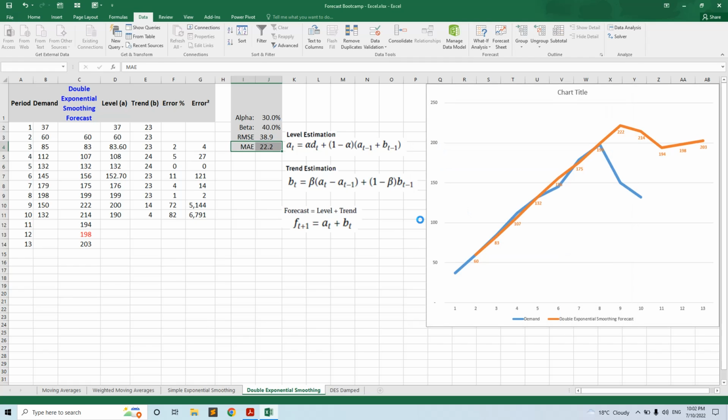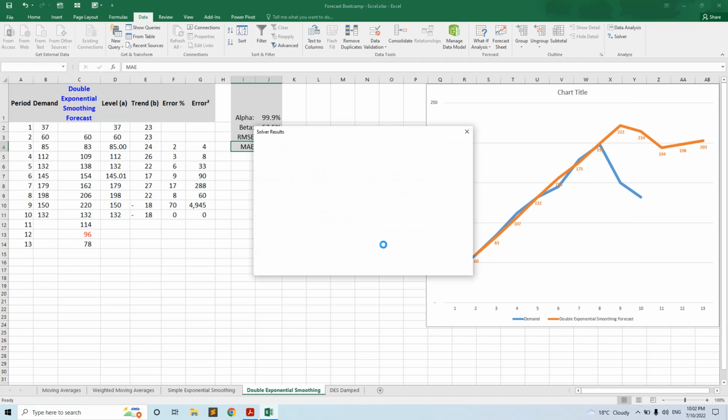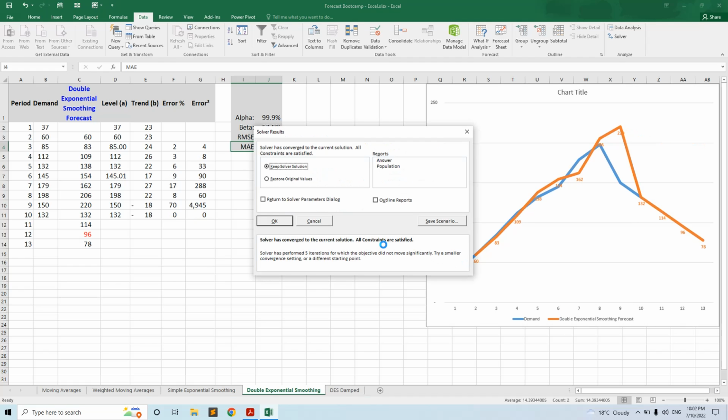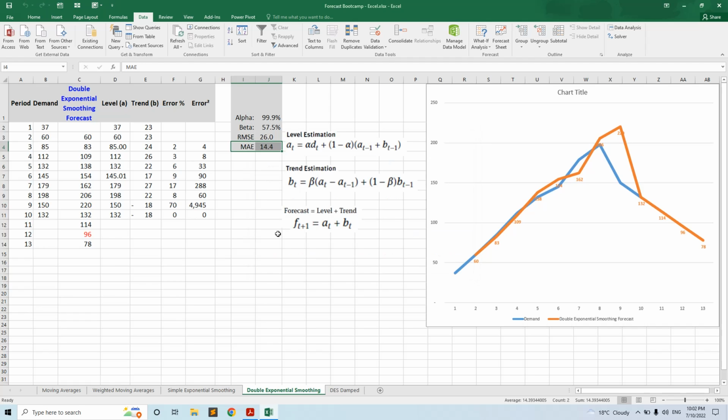We press solve, and Excel has found a solution. So you see the mean absolute error was minimized to 14.4 with an alpha of 99.9 and a beta of 57. So this is how we optimize the model.